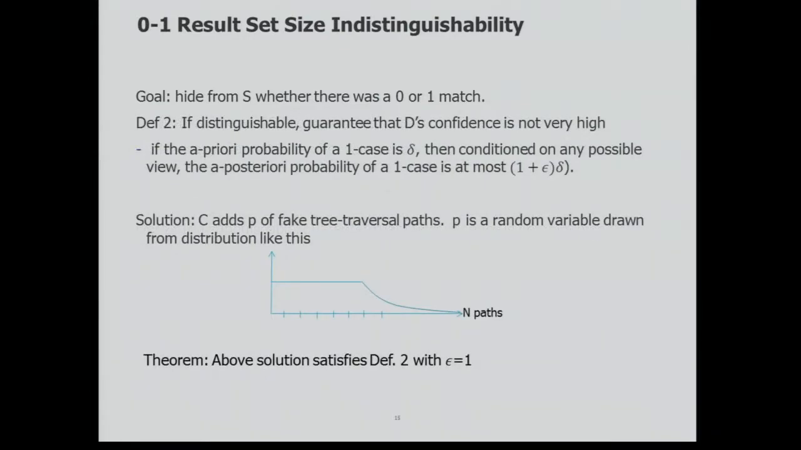And let me just give a more concrete explanation of what this means. Suppose that, so we know that, maybe we expect that once every month or something, you will see a one hit on the airline lists, right? So the probability of a one case was delta. And what we proved is that after the execution, conditioned on the execution view, the a posteriori probability of a one case doesn't grow too much.